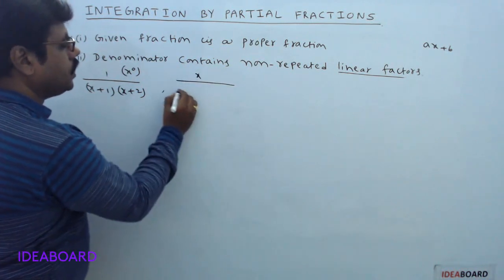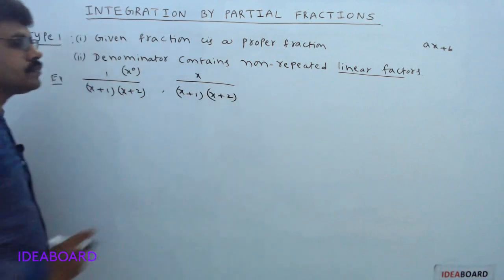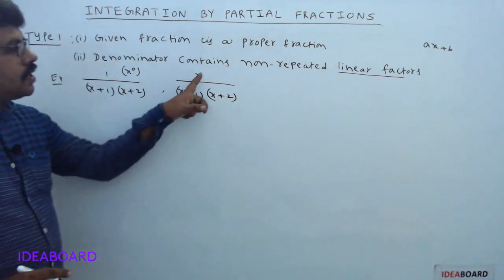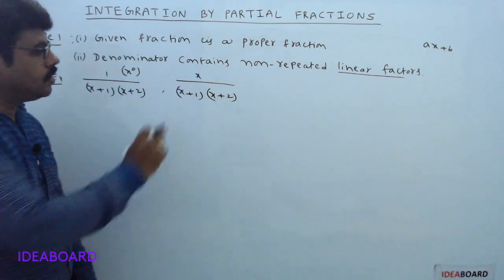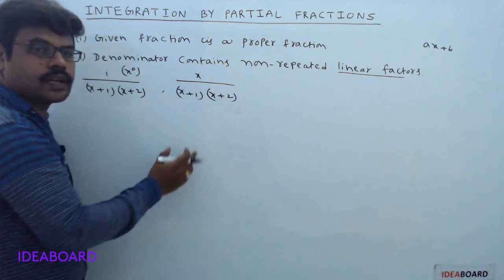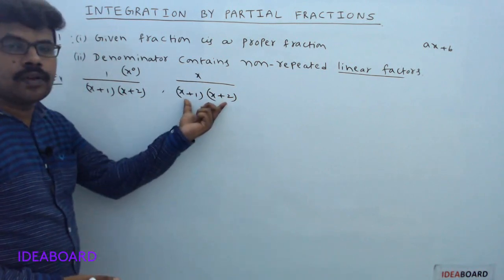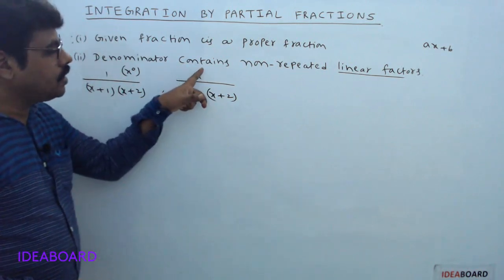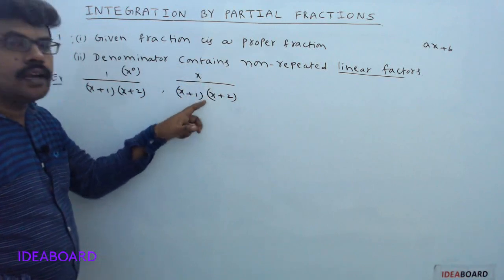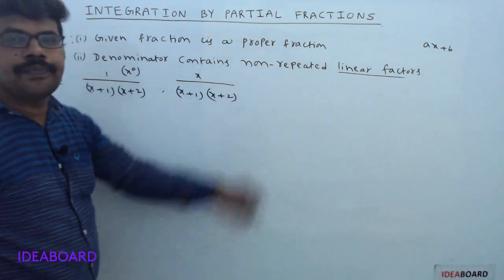Suppose x divided by (x plus 1) into (x plus 2). Now here, what is the degree of numerator? 1. What is the degree of denominator? 2. If you multiply these two factors, you are getting a second degree expression. So, degree of this denominator will be 2. Clearly, degree of numerator is less than degree of denominator. So, it is a proper fraction.